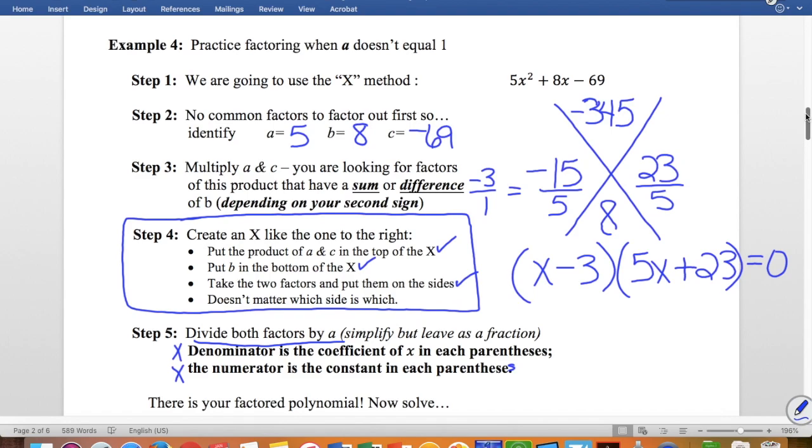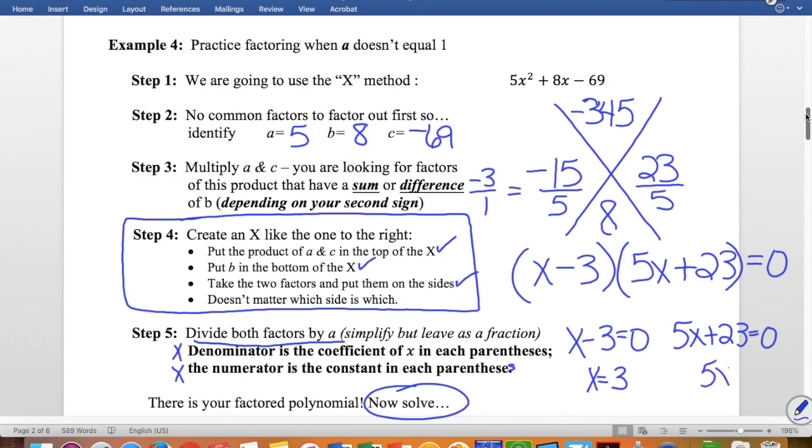Now we can solve. It doesn't say to solve, but to solve, I just set it equal to 0. And I say x minus 3 equals 0, or 5x plus 23 equals 0. Okay, so I know that x equals 3. And over here, I know that 5x equals negative 23. So x equals negative 23 divided by 5. So there are my two solutions, 3 and negative 23/5. And I should have two solutions because my leading exponent, my leading degree, is a 2.